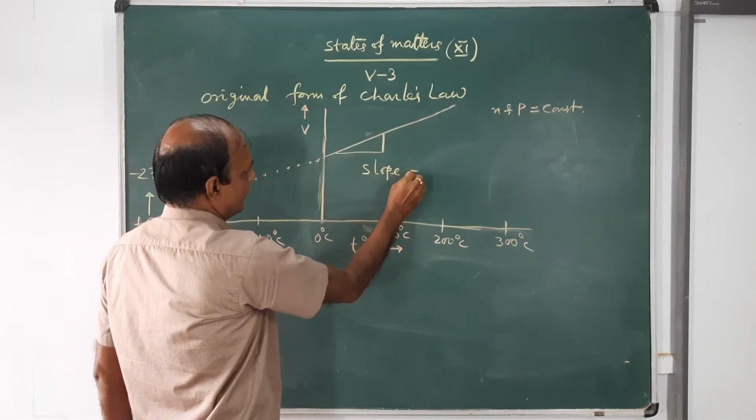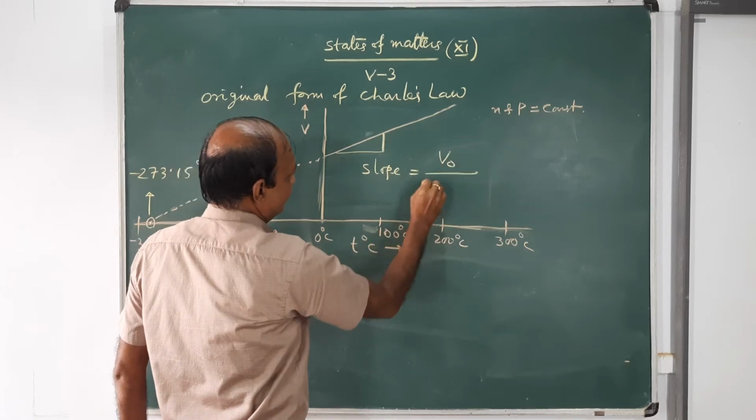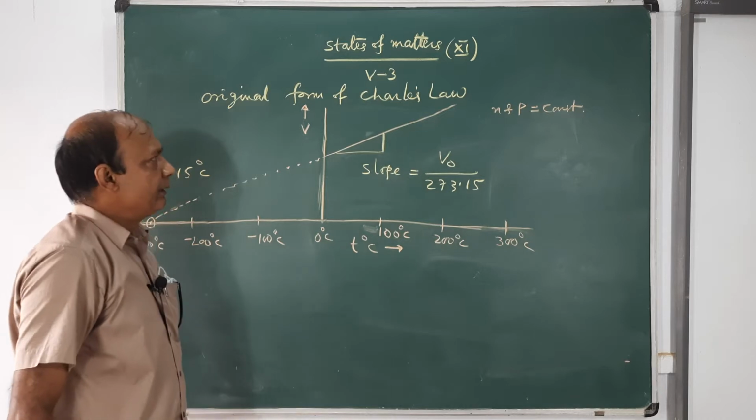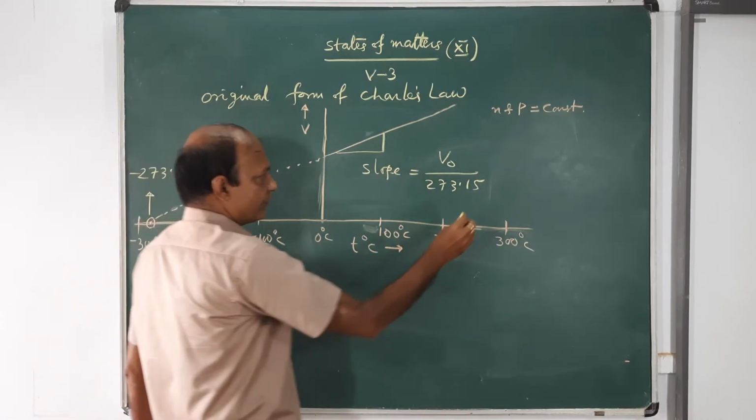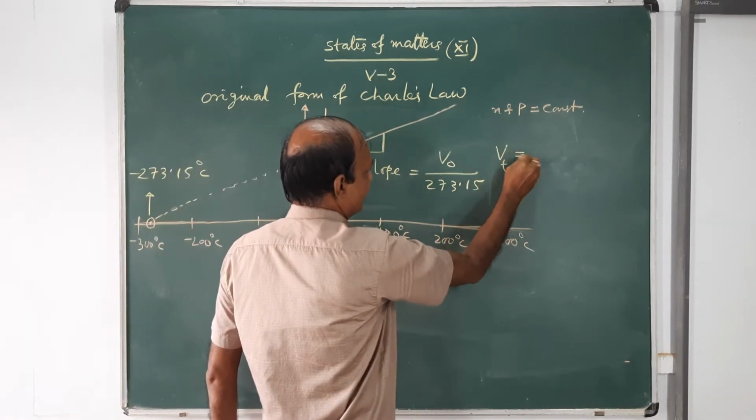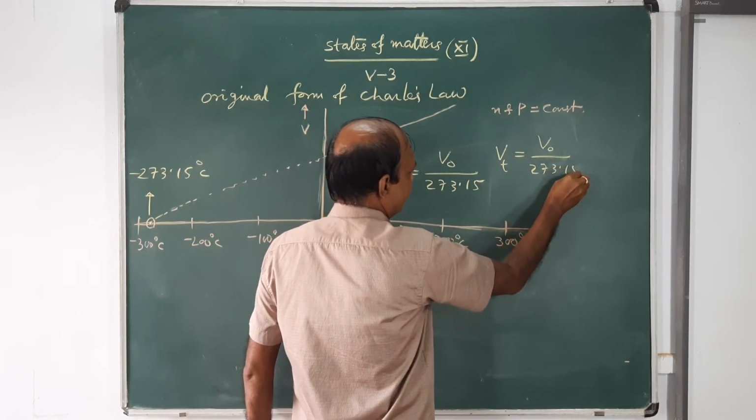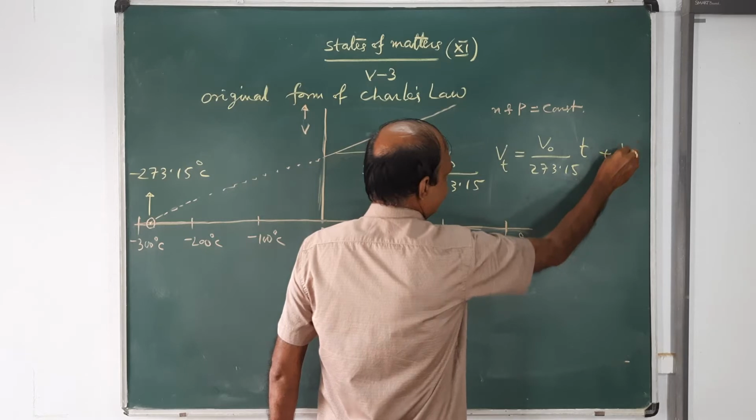See it here. This is the volume versus centigrade temperature plot, and it indicates clearly the slope of this line: slope equals V0 by 273.15. This is the slope, because you know the original form of Charles' law, that is Vt equals V0 by 273.15 into t plus V0.